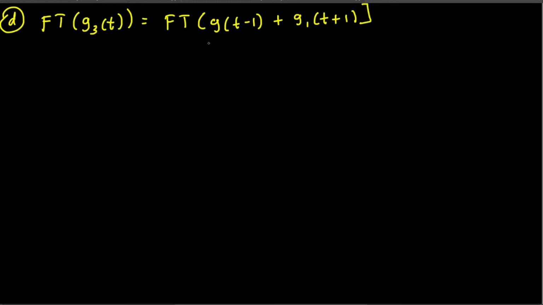Okay, this is what we are going to have. So as we did before, we can find the Fourier transform of these two values individually and then add them at the end. So first I'm going to find the Fourier transform of g of t minus 1.